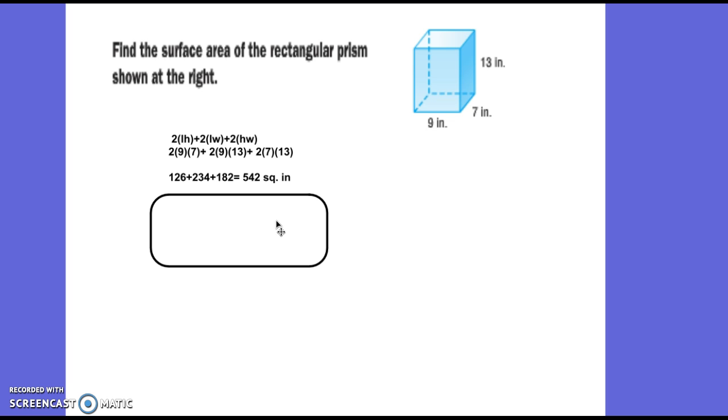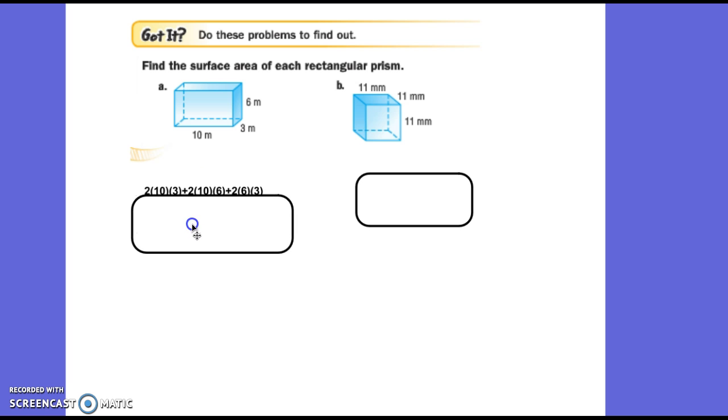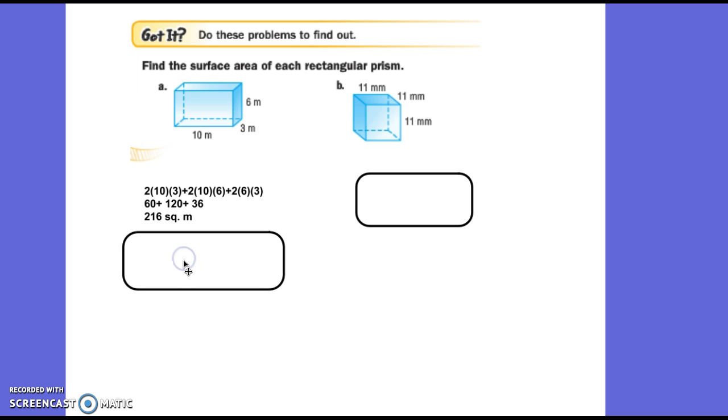Since it is talking about area, you need to make sure that your label is inches squared or square inches or units squared, whatever label you might be working with. For these two, they should be pretty straightforward. Put it into that formula and you're going to get 2 times 10 times 3, 2 times 10 times 6, and 2 times 6 times 3. If you add all those together, 60 plus 120 plus 36, you'll get 216 square centimeters.